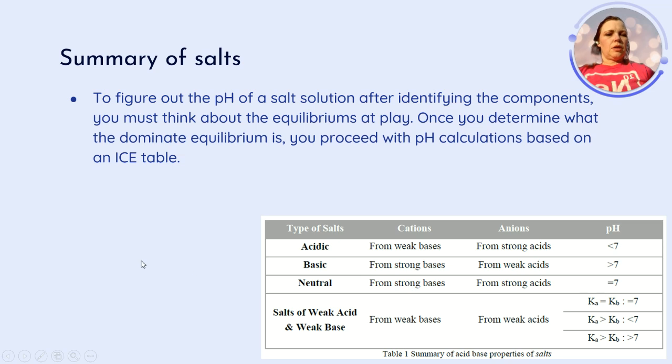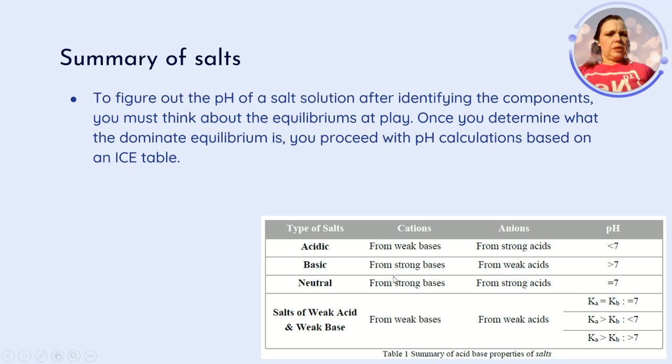So acidic salts are formed by the cations coming from weak bases and the anions coming from strong acids, right? And so then your pH will be less than 7. So from your weak base, you have a strong conjugate acid, and from the strong acid, you have a weak conjugate base. And so it's your strong conjugate acid, part of the salt, that's making this acidic.